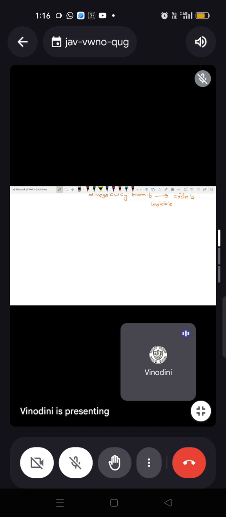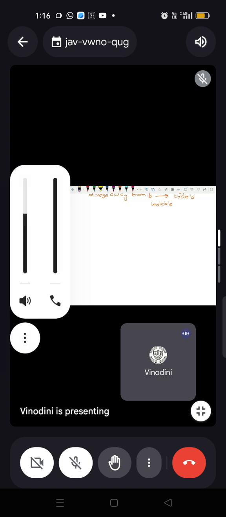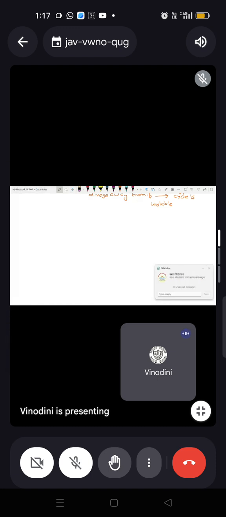Now write in your notebook. The second part, that is B part, is Lyapunov stability criteria.